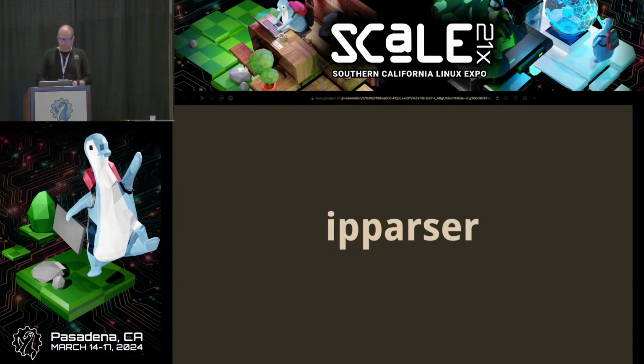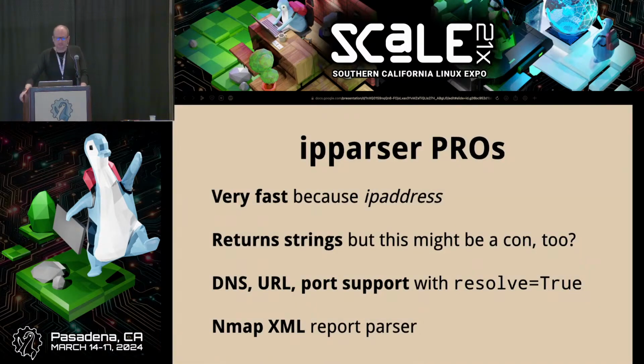Last but not least is IP parser. This is also a very fast library because it's built on top of IP address, approximately three times faster than NetAddr or Cyterize for the same common things. The big differentiator, though, is that this returns strings instead of objects. So if you need to work with objects and you're using IP parser, you're going to have to do some extra steps to parse the ranges, parse the values, and then get objects back out.